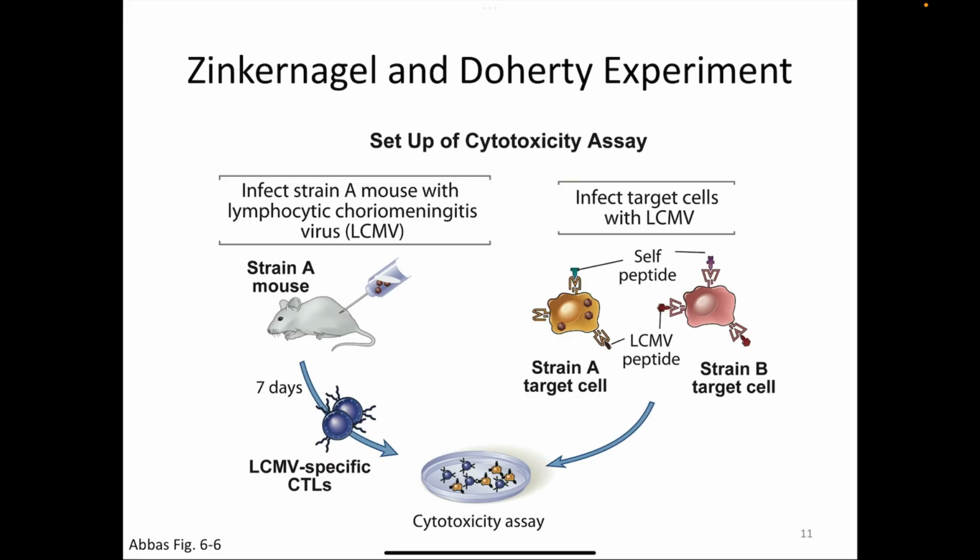And if you remember, they started with CTL from a strain A mouse that are recognizing LCMV because they infected that mouse with LCMV. Sometimes when we're thinking about this, we refer to these as the effector cells. So they mix together effector cells with this target, or this target, or this target, or this target. They did four different experimental dishes of this. And in each case, they looked at chromium release cytotoxicity.